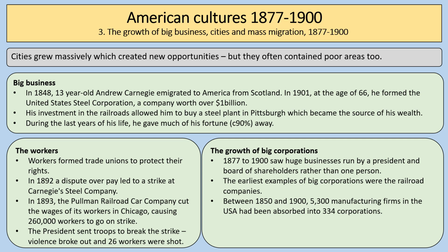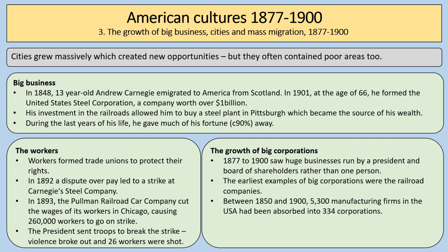Now, workers during this time formed trade unions to protect their rights. In 1892, a dispute over pay led to a strike at Carnegie's Steel Company. In 1893, the Pullman Railroad Car Company cut the wages of its workers in Chicago, causing 260,000 workers to go on strike. The president sent troops to break the strike, violence broke out, and 26 workers were shot.